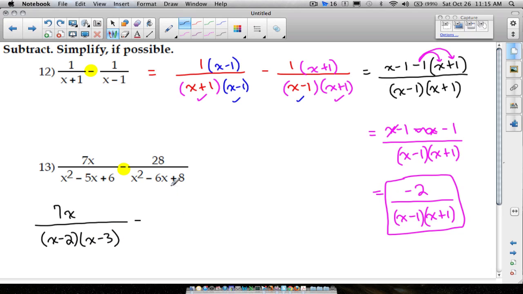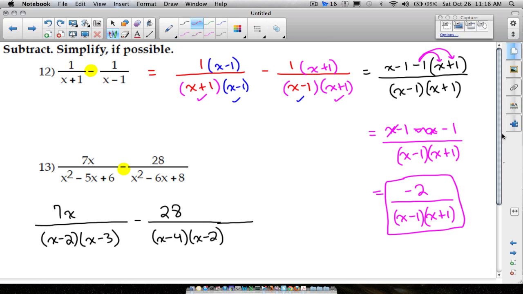Be careful with your minus. You have 28. -4 times -2 gives you +8, -4 plus -2 gives you -6. So x minus 4, x minus 2. And let's leave a little bit of extra room.